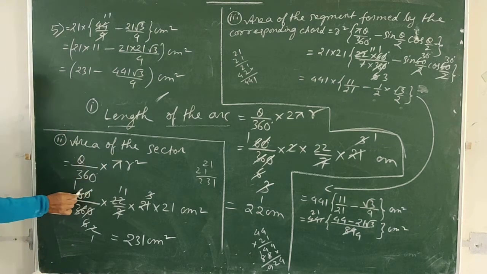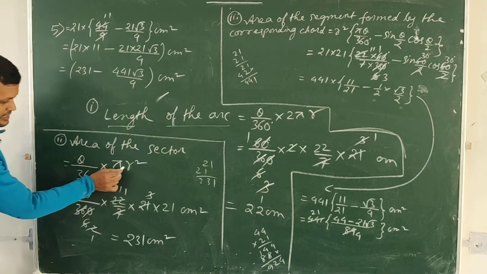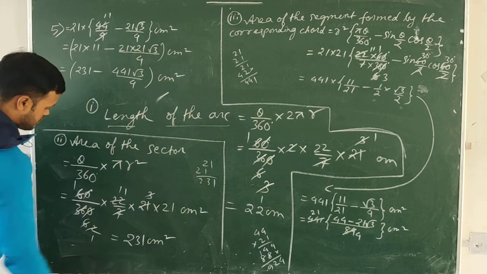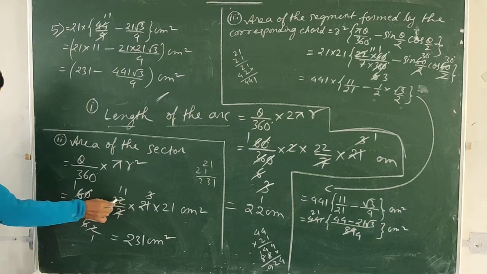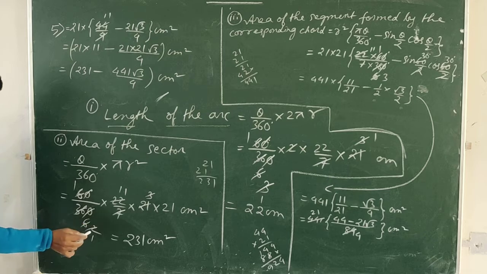So theta means 360 degree, pi means 22 by 7, radius is how much? 21. So write 21 into 21. So 0 and 0 is cancelled. With this 6 you cancel 36 6 times. So with 2 you cancel 21 11 times, and 6.